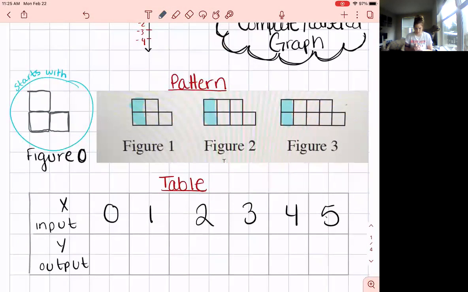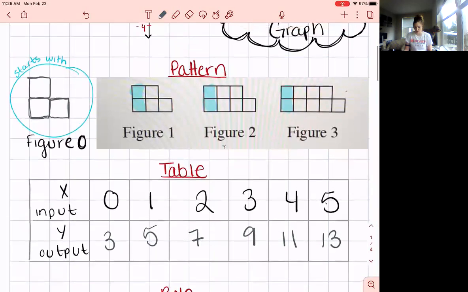Okay, so if we're filling out the table, the nice thing is, at least for figures 0 through 3, we can just look at our pattern, right? We have 3 tiles here. This one has 5 tiles. This one has 7. This one had 9. So I think we can continue that pattern. And 4 should have 11. 5 would have 13.